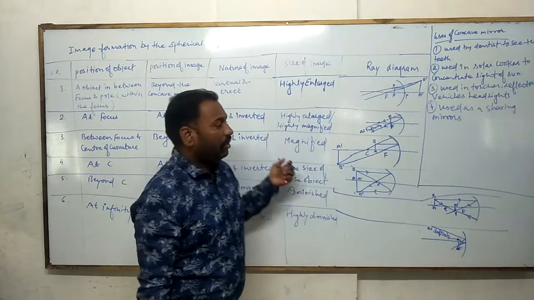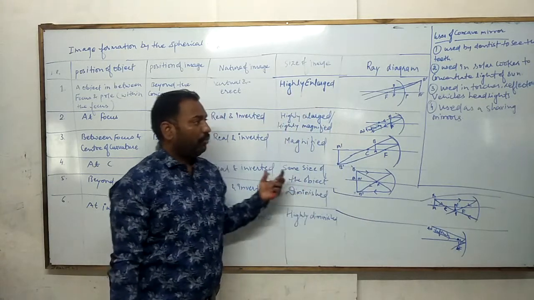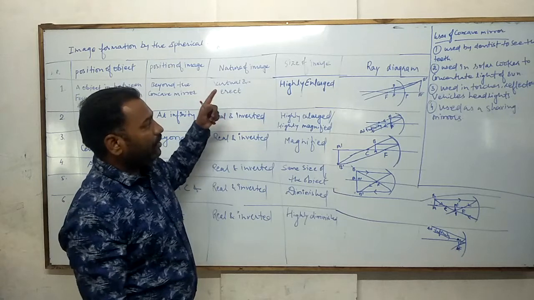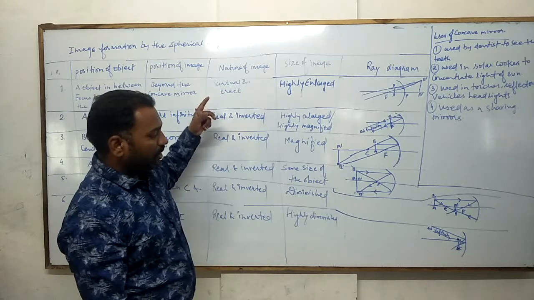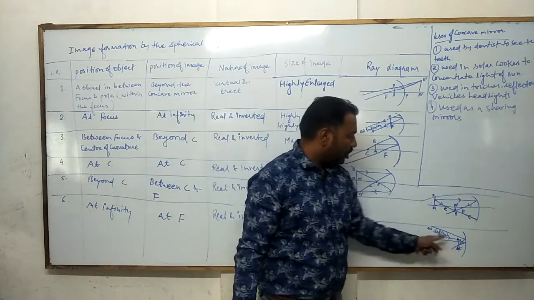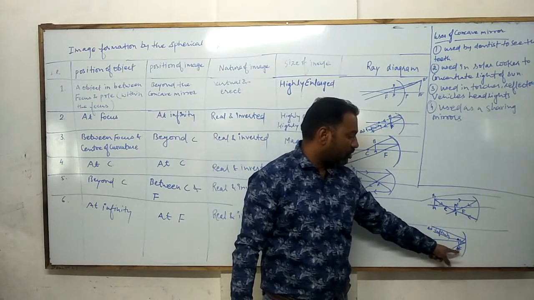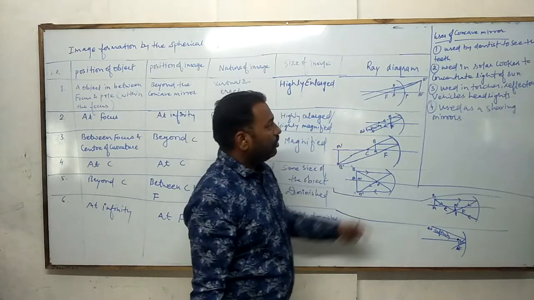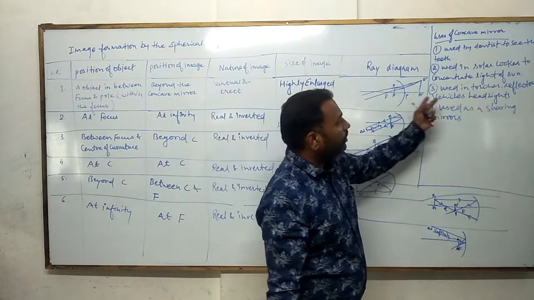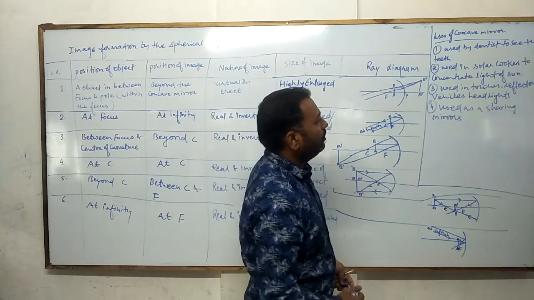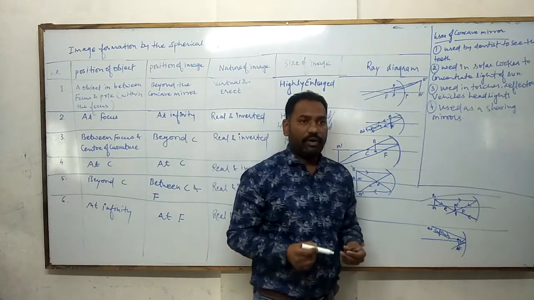So what is the nature of this concave mirror? It concentrates the light, and you can see this easily this way. When light comes from infinity, the mirror has the capacity to concentrate it on the focus. So it is used as a shaving mirror, and in torches, reflectors and beacon headlights. So these are the uses of the concave mirror.